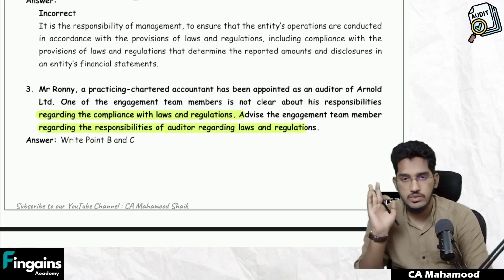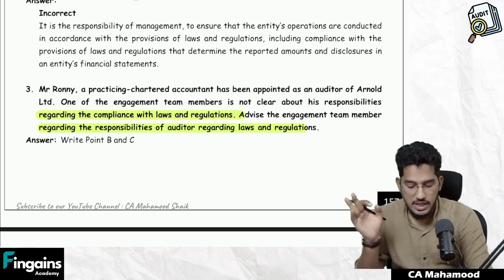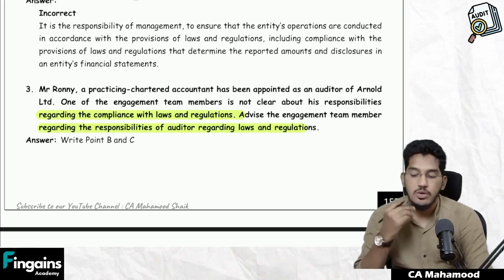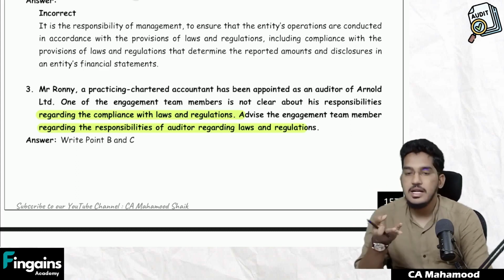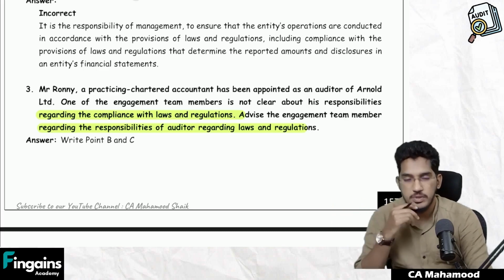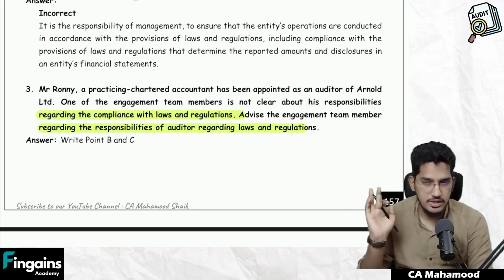So they are giving a scenario. Some practicing chartered accountant is there. He is appointed as auditor of some company. One of the engagement team members is having a doubt. What will be the auditor's responsibility regarding laws and regulations? They are asking you to write what will be those responsibilities of the auditor regarding laws and regulations.